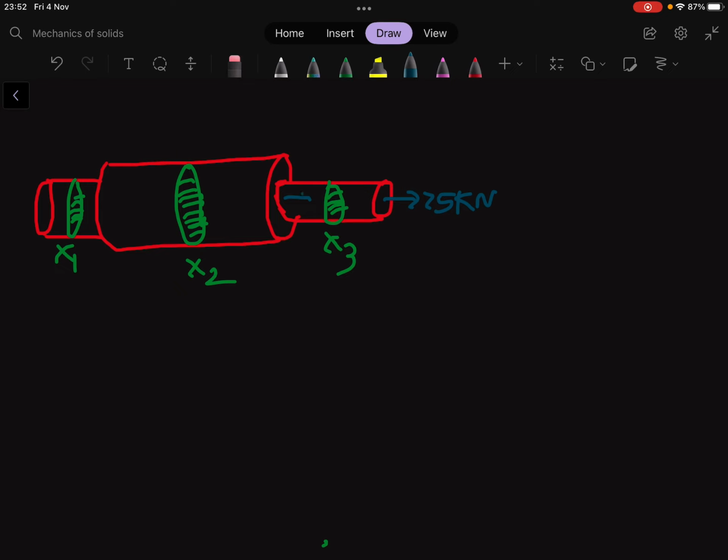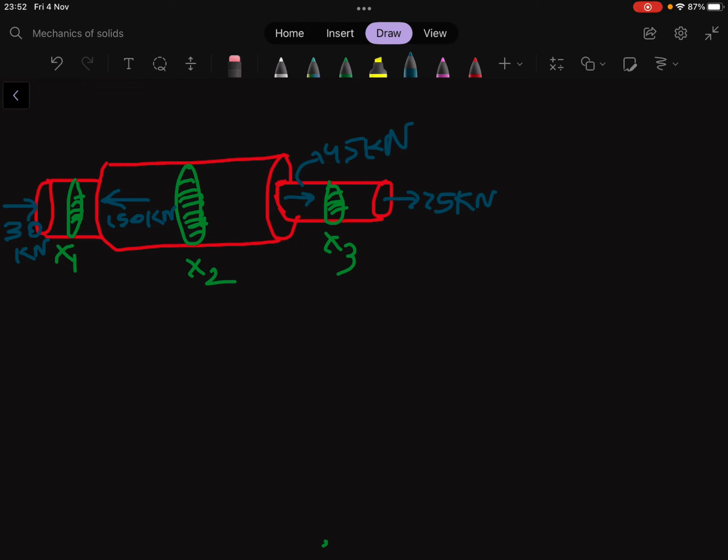Here the load acting is, suppose, 45 kilonewton, and suppose here the load acting is 150 kilonewton, and here suppose the load is 30 kilonewton. Now we have to find the load acting on the sections x1, x2 and x3.